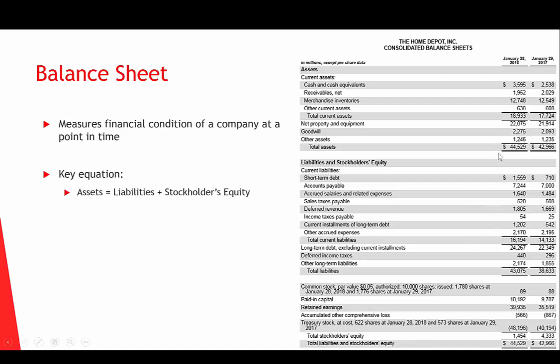If we look off to the right of this balance sheet, Home Depot has a year end that's not a calendar year. They use a year end in January, and their total assets are about $44.5 billion. It says these financial statements are in millions. Their total liabilities are about $43 billion, and their total equity is about $1.5 billion. But their total assets of $44.5 billion equal their total liabilities and equity of $44.5 billion.